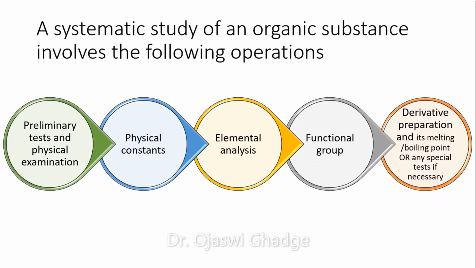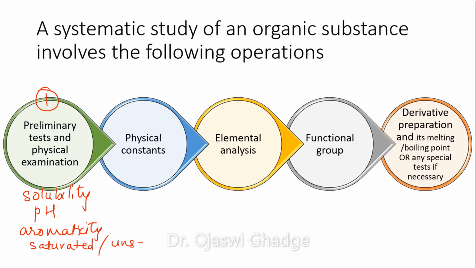As I mentioned earlier, this is the step-by-step flow of this study to determine the structure of any organic compound. Step 1 is preliminary test and physical examination, which we have already learned in my earlier video. These preliminary tests involve the study of solubility, then pH, then aromaticity. Then we also carry out the test to understand whether the compound is saturated or unsaturated.